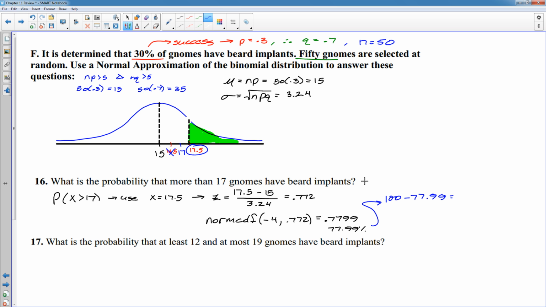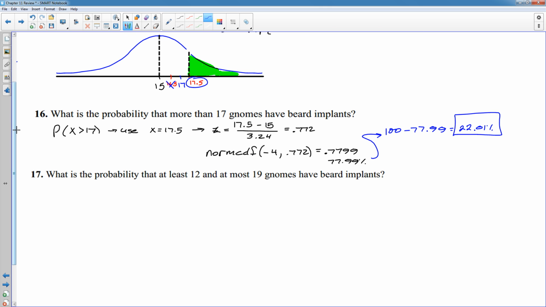Okay, let's try this again. You get 22.01. So there is your chance, or there's the probability that more than 17 gnomes will have beard implants. All right, so number 7.